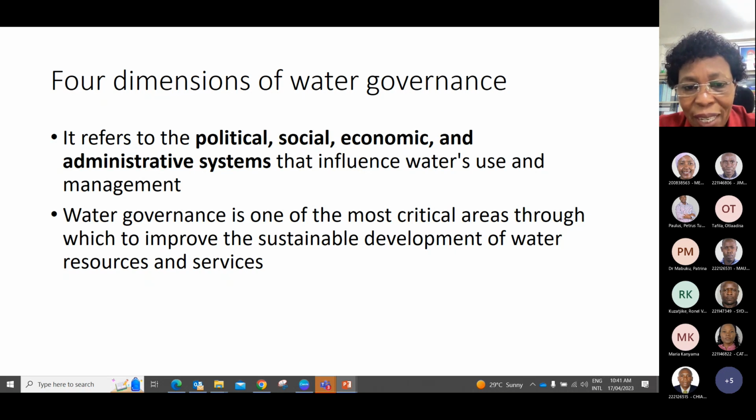And we can only realize sustainable development of water and water resources and services, and also sanitation services, when we have good governance in place. And good governance in place means different actors come into the equation, different stakeholders are meaningfully involved for the common goal. Next, please.